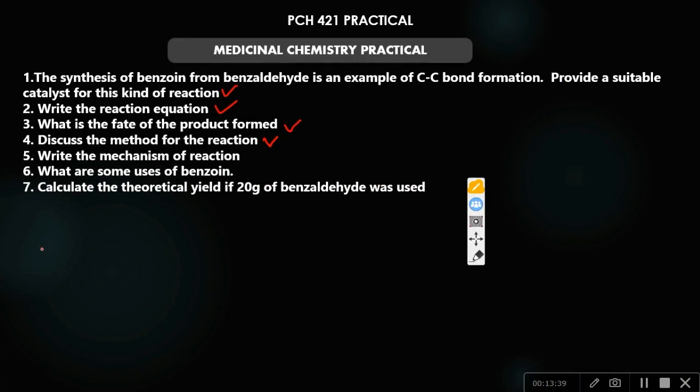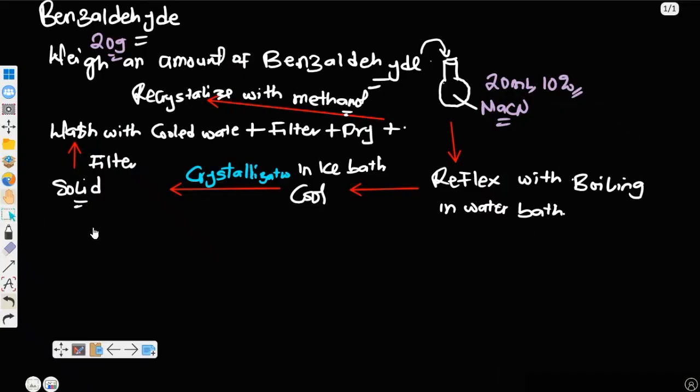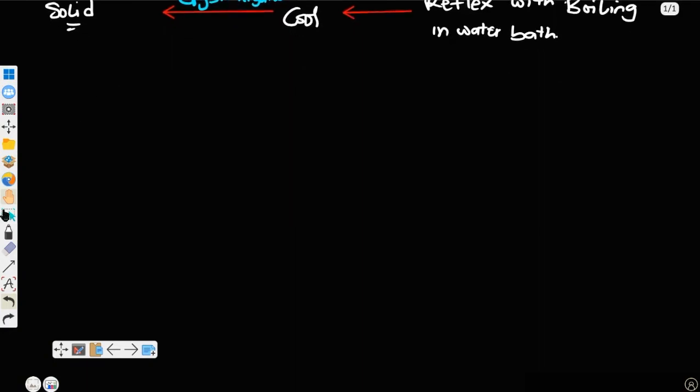Then write the mechanism of reaction. How do you write the mechanism of reaction? Now, they may not really ask you to write the mechanism of reaction. Is that okay? But nothing is impossible. Nobody might actually ask you to write the mechanism of reaction. But like I said, nothing is impossible for PharmChem to do. So if they say you should write the mechanism of reaction, how do you write it?